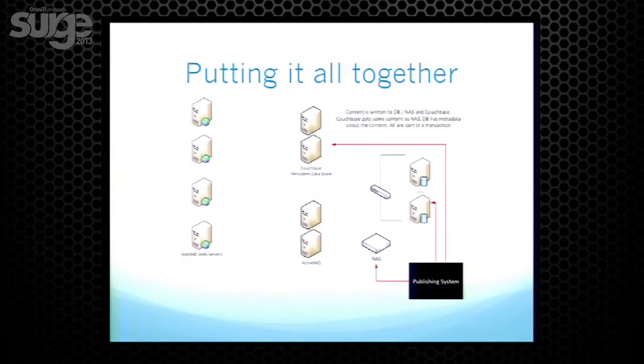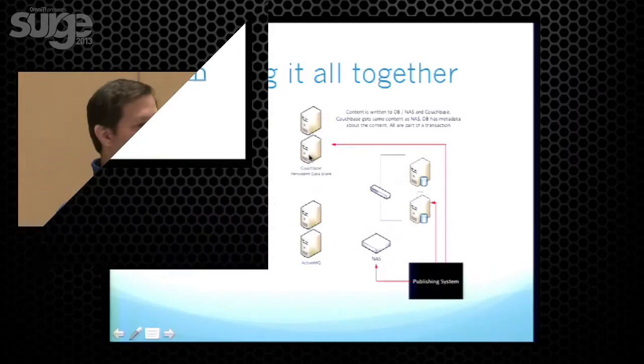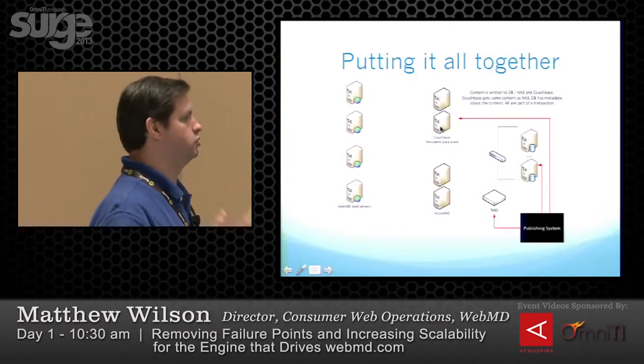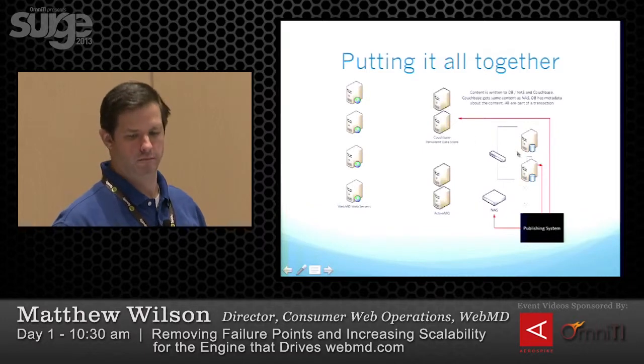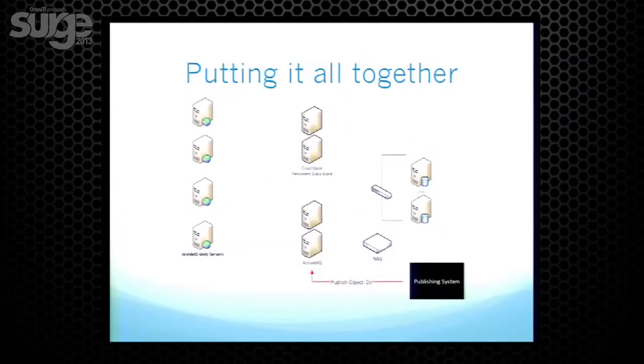So in the publishing system, it's going to write content to the database, the NAS, and also the Couchbase cluster. So the data, the XML and the XSL that's on the NAS, the same stuff is in Couchbase. It's going to write them essentially all at the same time. If one of these fails, then the transaction is rolled back. Then the publishing system writes the object IDs to specific queues. There's a delete queue and a fetch queue.